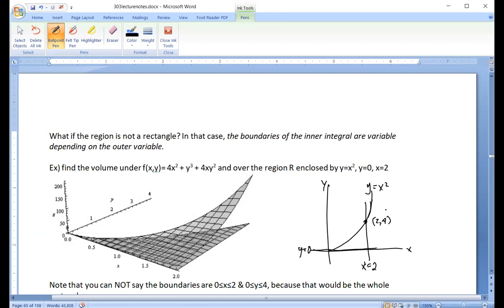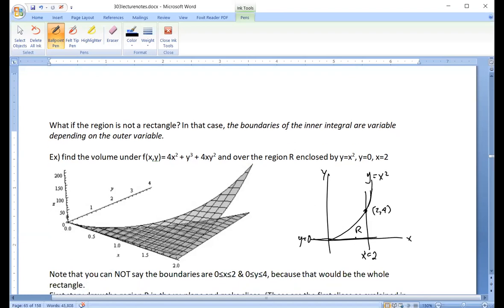Okay. So notice that all x values range from 0 to 2. Let me label my region R. And then all y values range from 0 to 4. However, we cannot say that the boundaries of integration are x goes from 0 to 2 and y goes from 0 to 4, because if we said that, then that would mean that our region would be the whole rectangle, which is clearly not our region. So we have to sort out what our boundaries are.